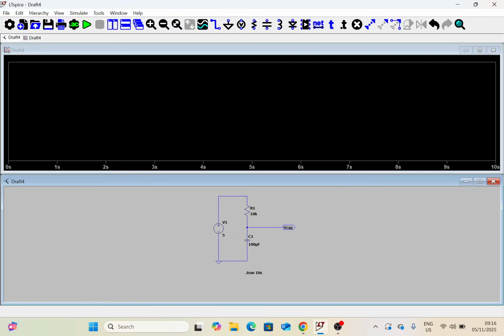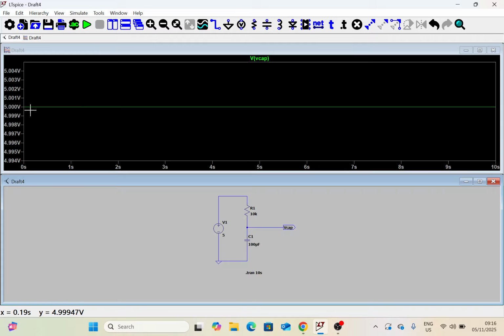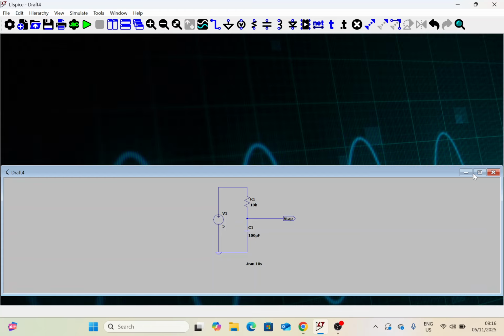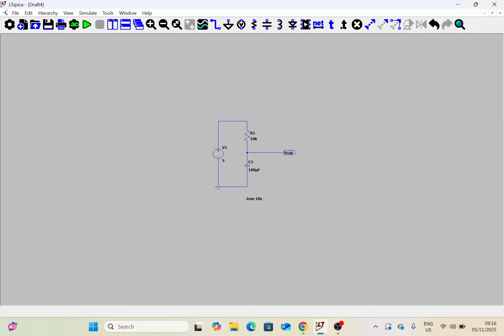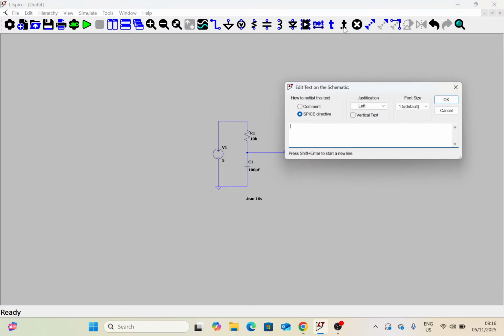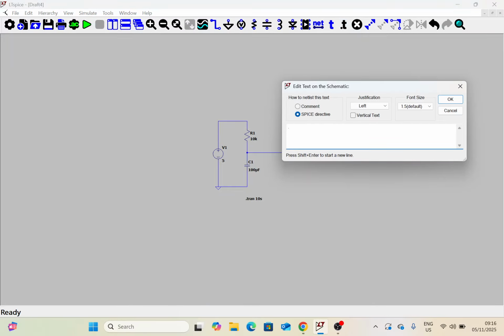Now comes the moment of truth. I'm going to probe across here, and surprise, you can see that the voltage across the capacitor jumped from 0 to 5 volt right after the 0th second, and this is not true. The reason why this is happening is because we haven't set initial conditions, and the way we set initial conditions is to use a directive called .ic. So I'm going to click on this .t here, which is how you do directives, and then you say .ic.